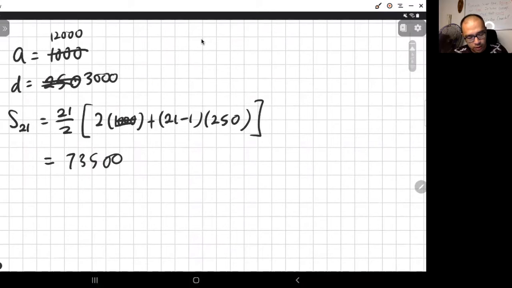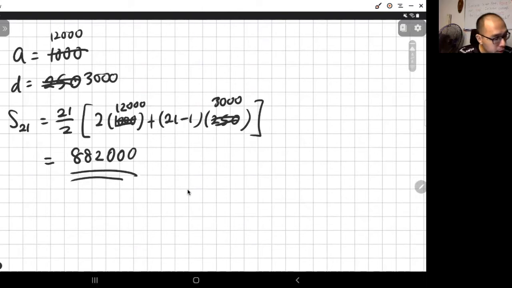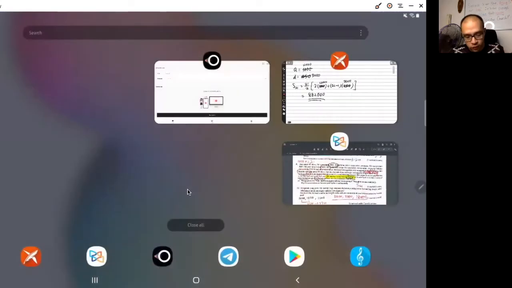Okay, so let's calculate this. 12,000, and over here is 3,000. Okay, can I get the total for this, please? Okay, it should be 882,000. I think so lah. Okay, 882,000. Okay, so then you can write a sentence over there lah.